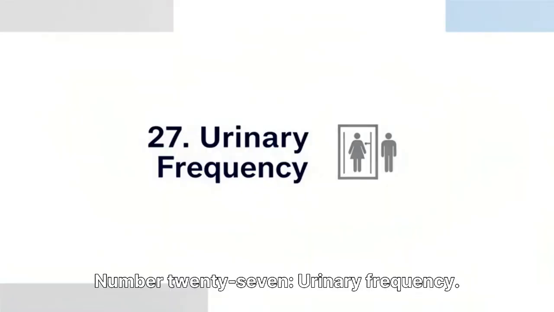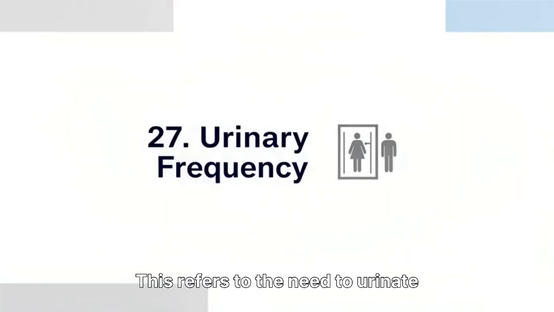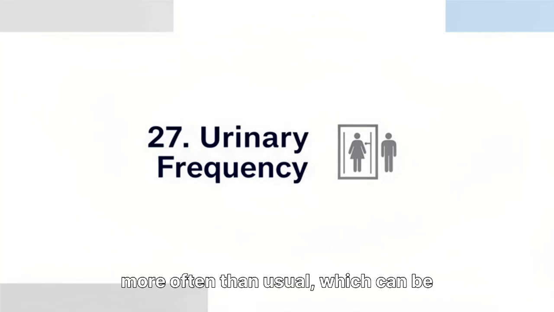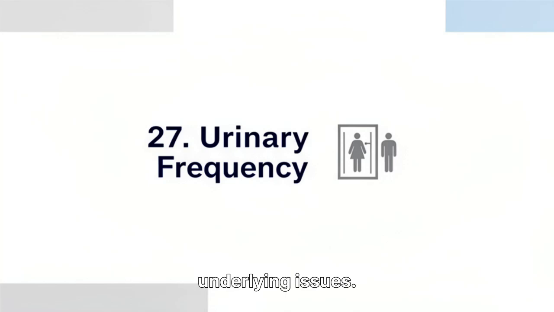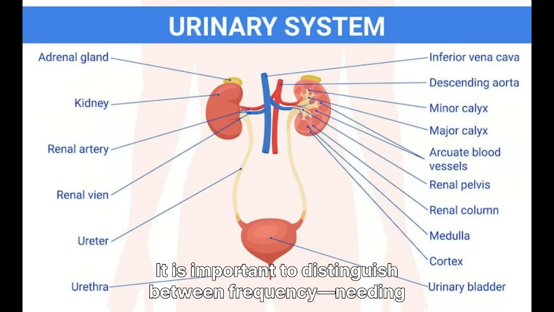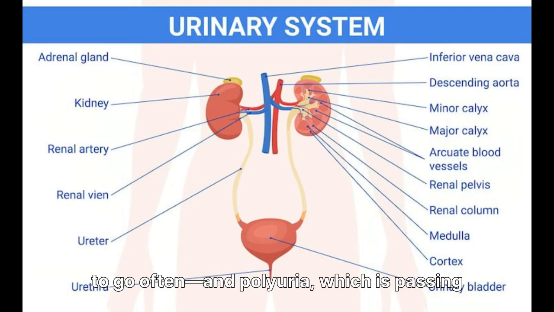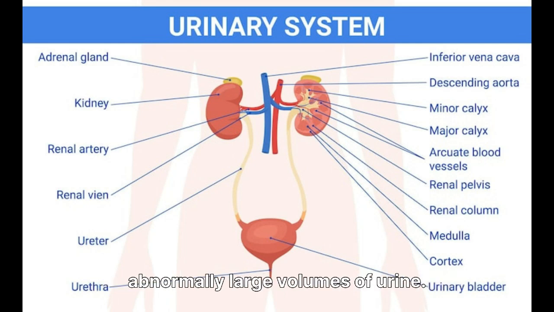Number 27. Urinary frequency. This refers to the need to urinate more often than usual, which can be a sign of infection, diabetes, or other underlying issues. It is important to distinguish between frequency, needing to go often, and polyuria, which is passing abnormally large volumes of urine. We also look for nocturia, which is needing to urinate during the night.